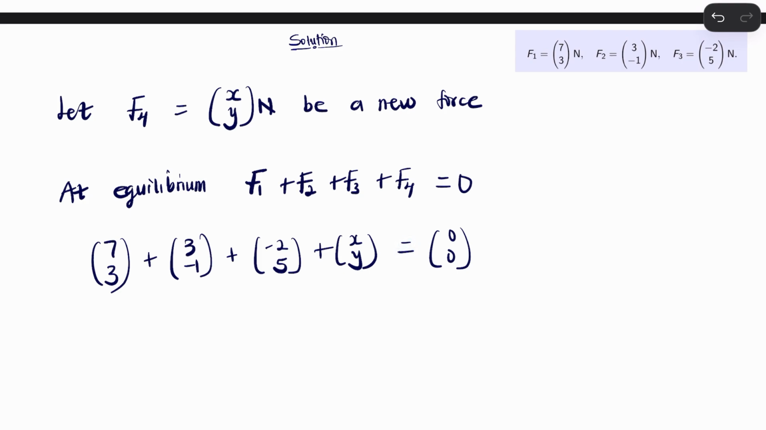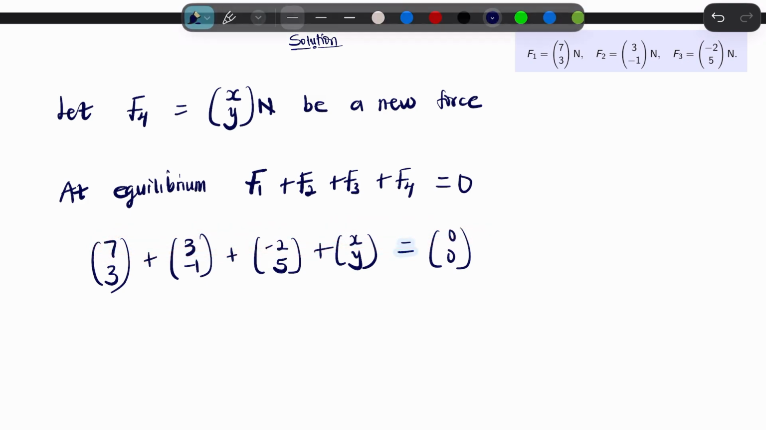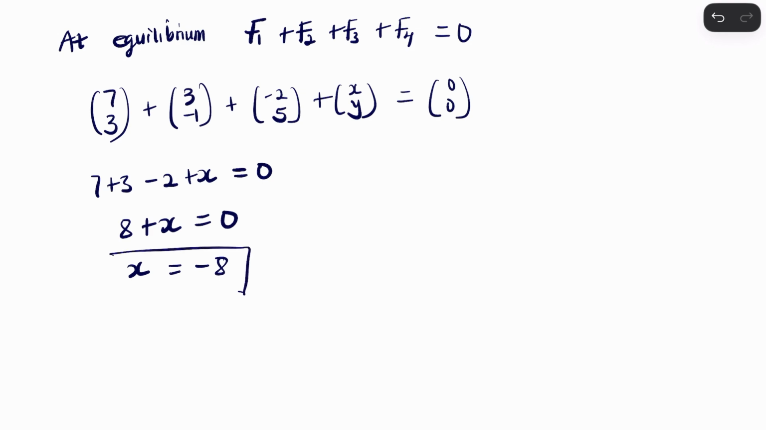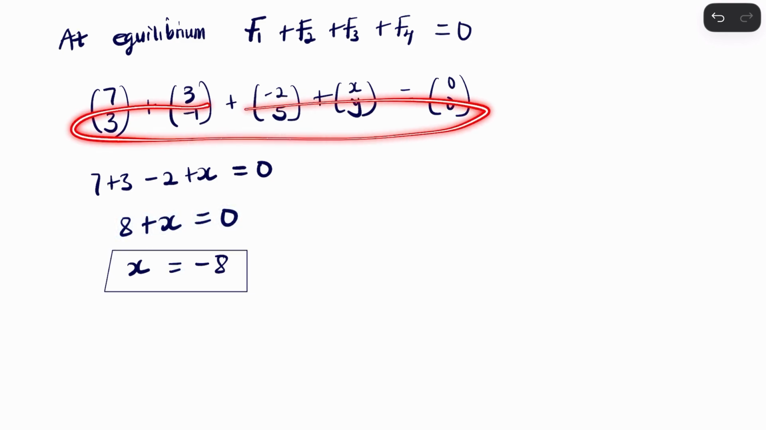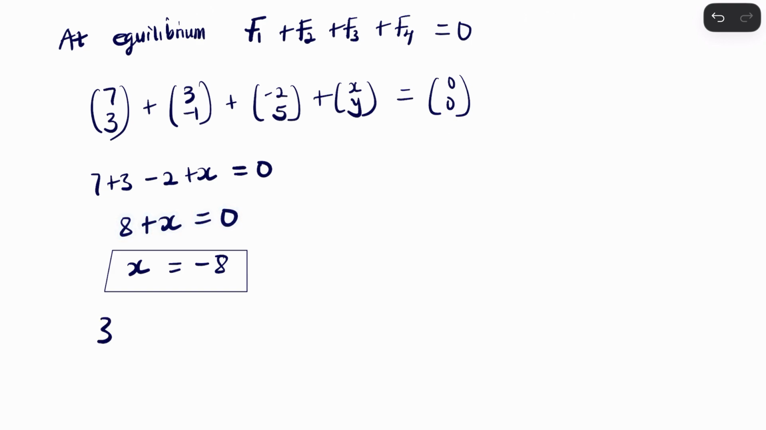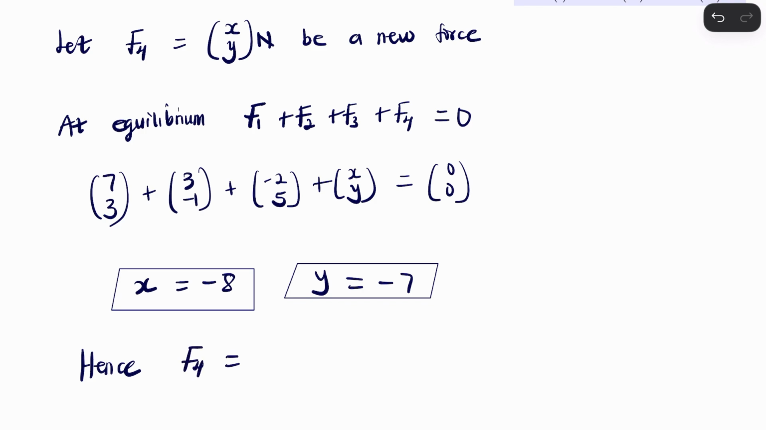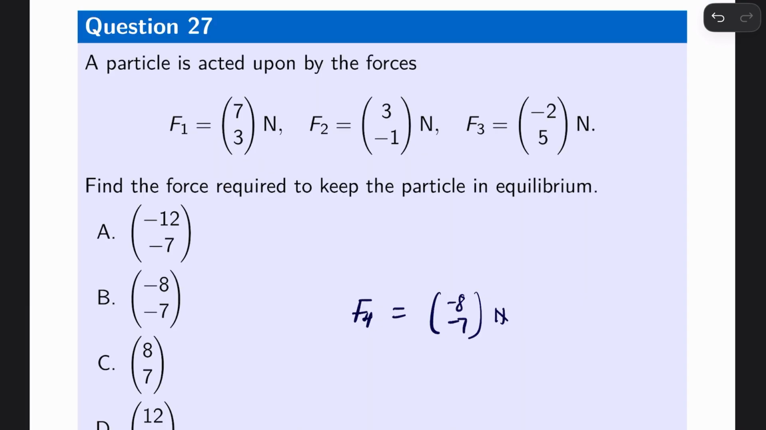So from the first row, we are going to have 7 plus 3 minus 2 plus x should be equal to 0. So let's solve for x. X is equal to minus 8. From the second row, we are going to have 3 minus 1 plus 5 plus y is equal to 0. Hence, y is equal to minus 7. Hence, F4 is equal to (minus 8, minus 7) newtons. Thus, the correct option is option B.